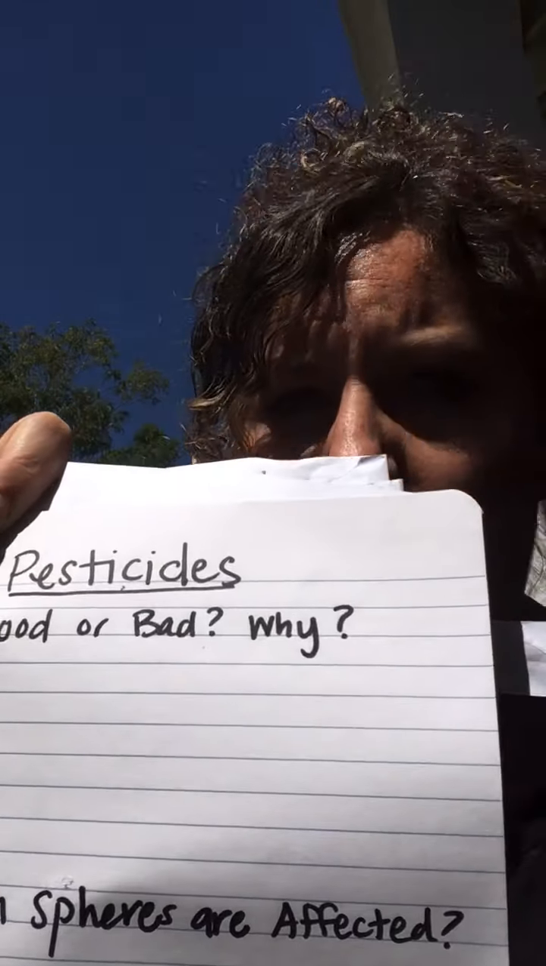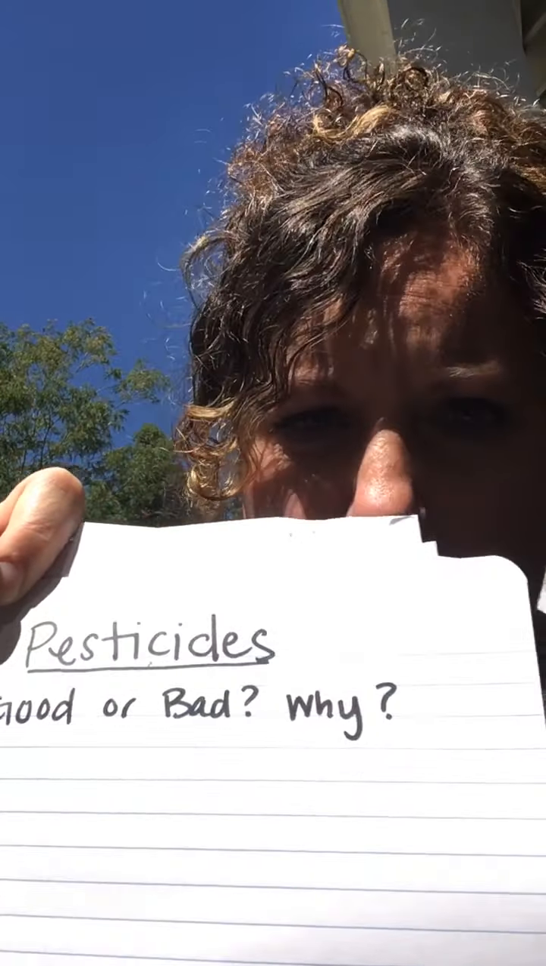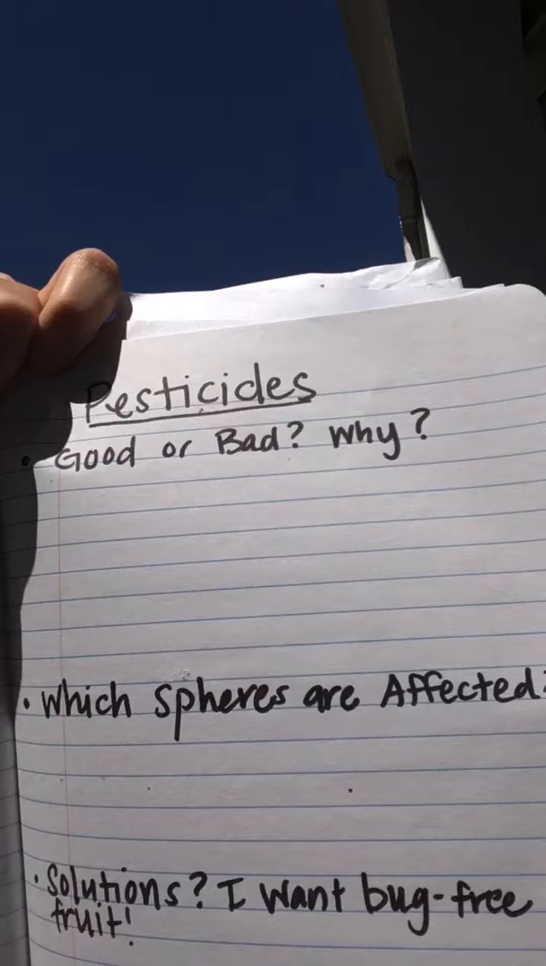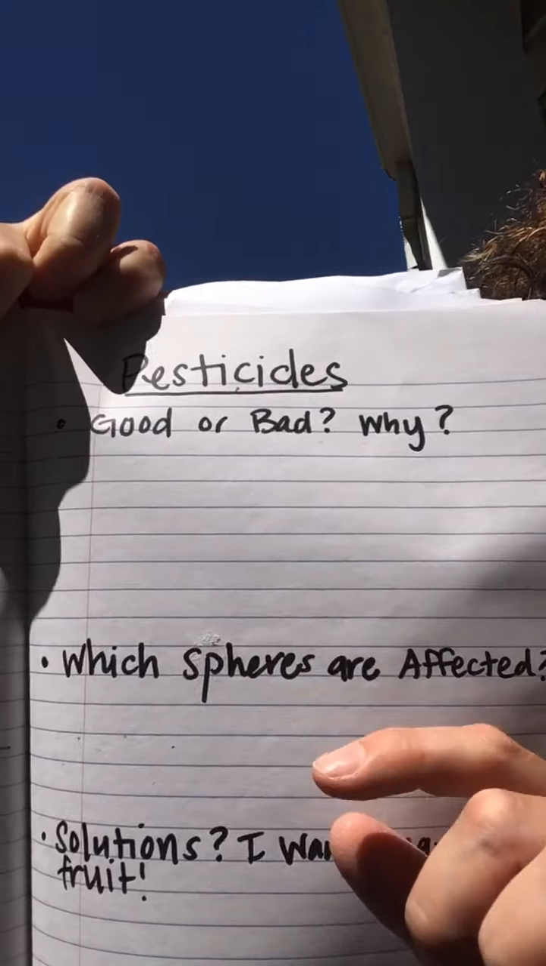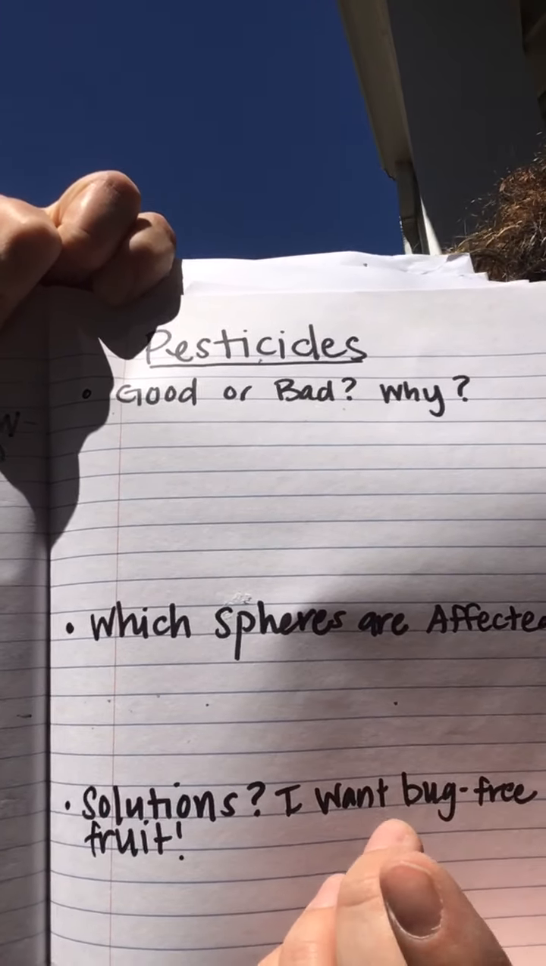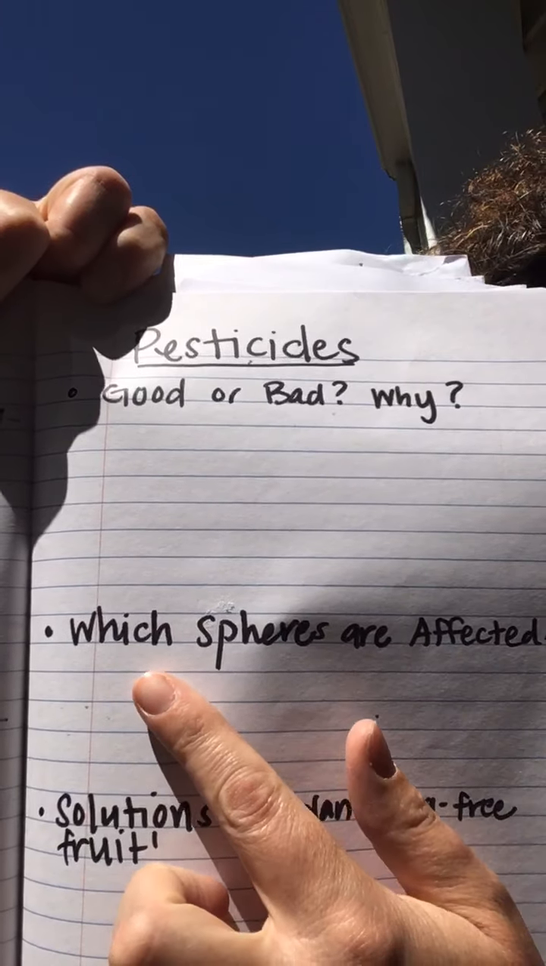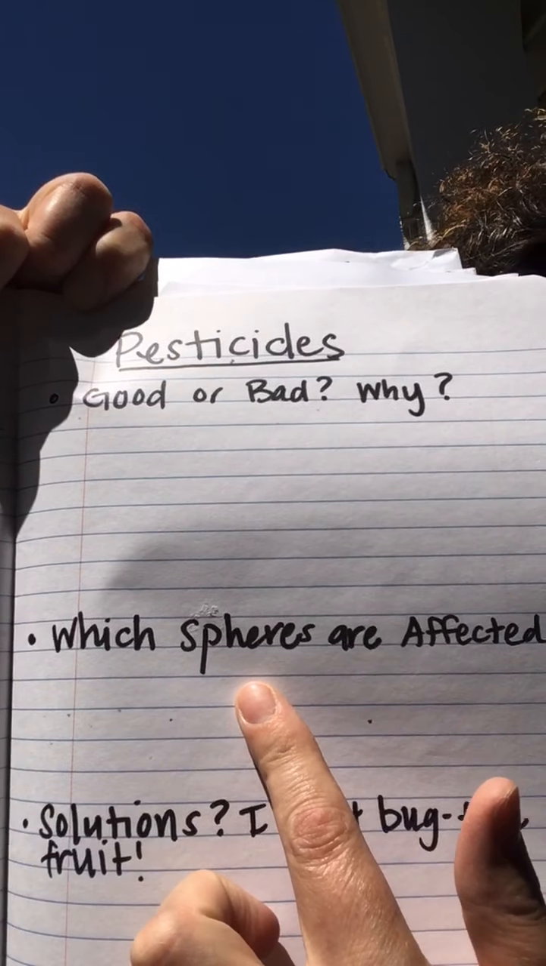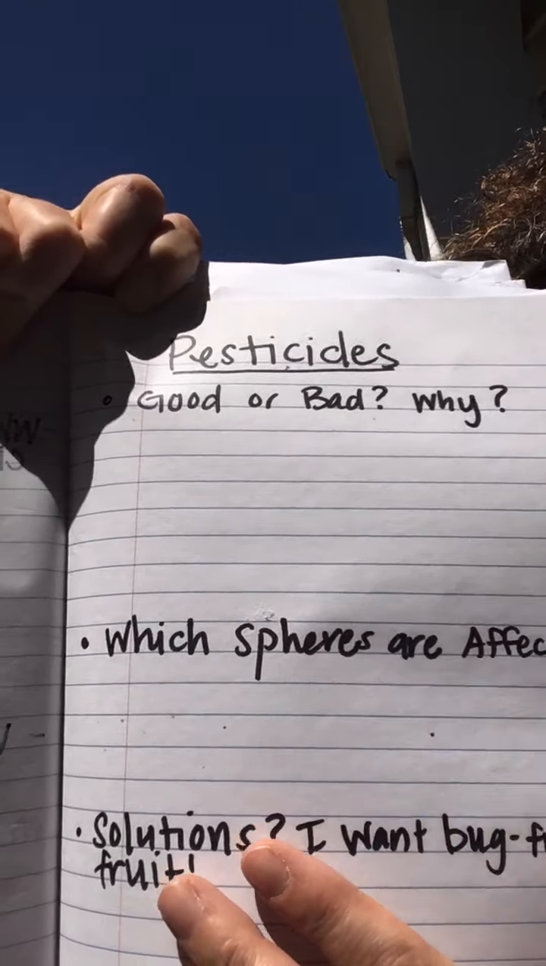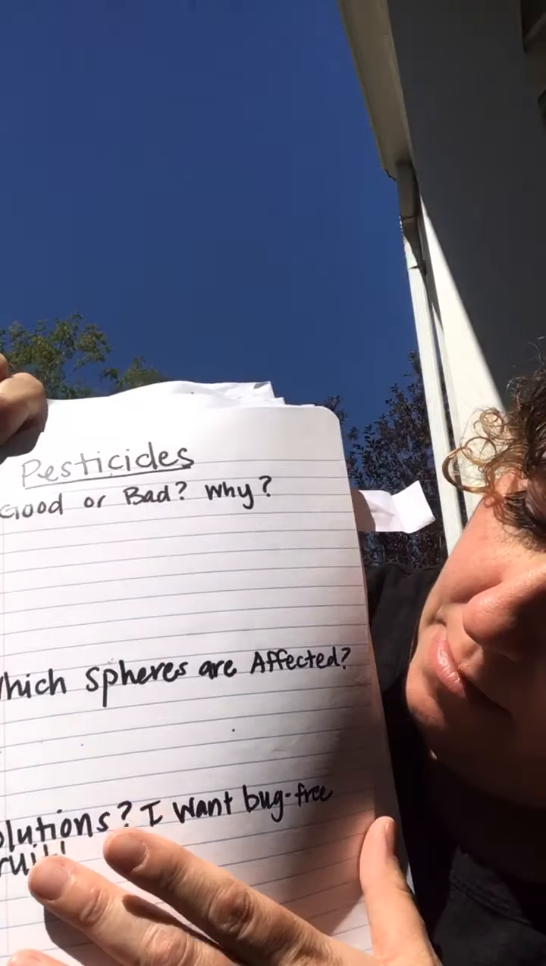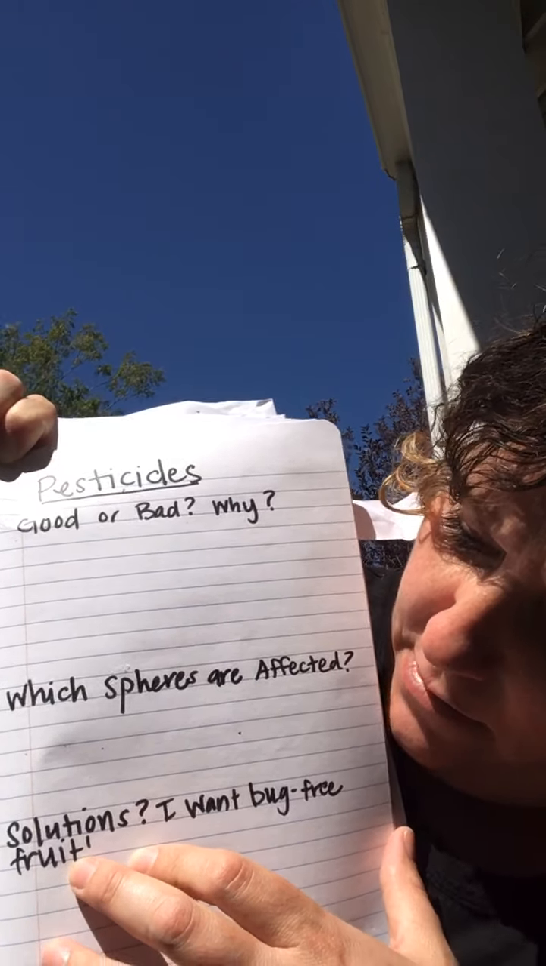Okay, can you see this? Up at the top you are going to write pesticides, good or bad. You can have more than one answer. Then which spheres are affected, like we did in the other ones. And lastly, are there solutions for it? If pesticides are bad, what solution would you personally suggest? Think of something that maybe would work.